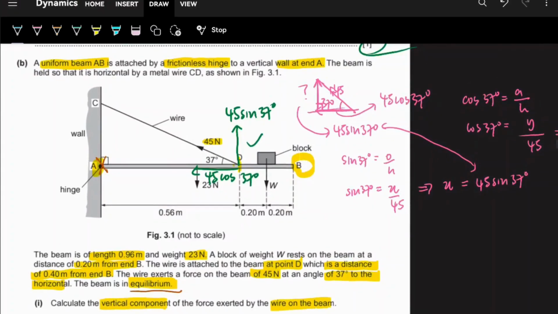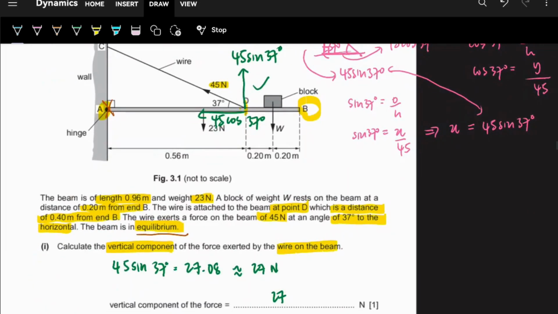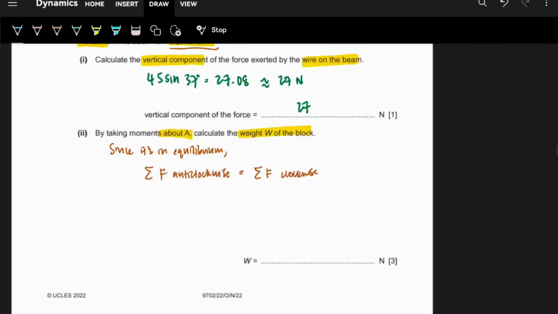This one is moving this way, so it is anti-clockwise. The weight of the beam, okay, it's not rod, it's actually beam, is moving clockwise. The weight of the block is also moving clockwise. Okay, so now let's calculate it.